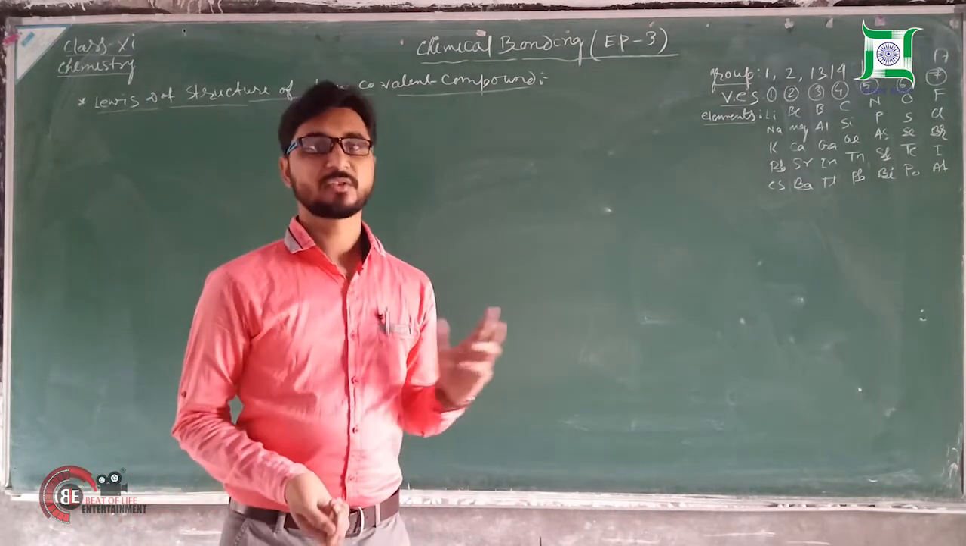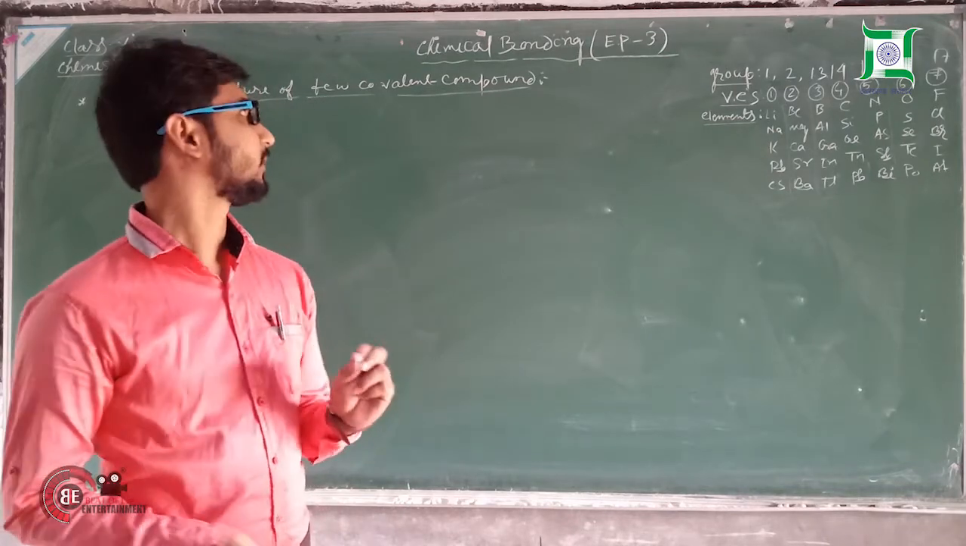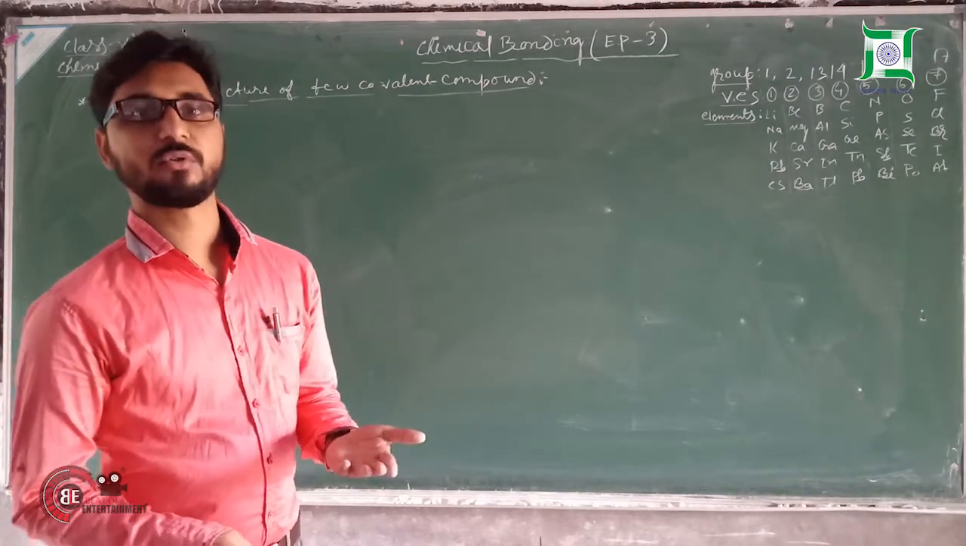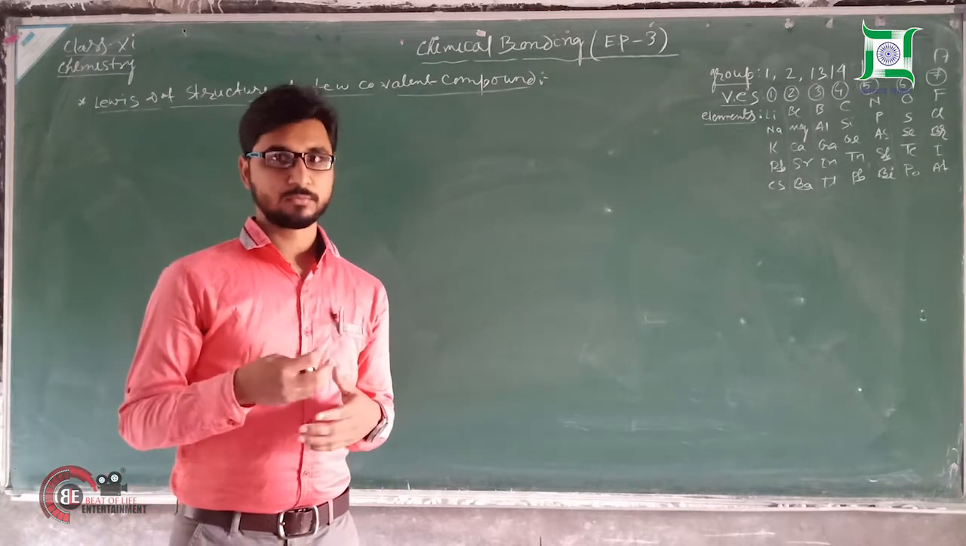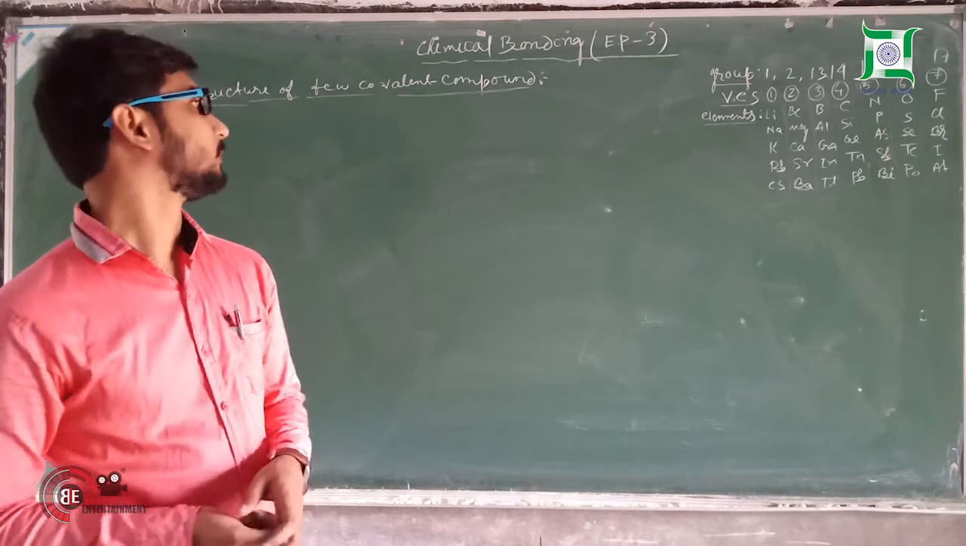In the previous two classes, we have already discussed a few topics about chemical bonding, that is ionic bond and covalent bond. Now the rest of this chapter we will discuss today.